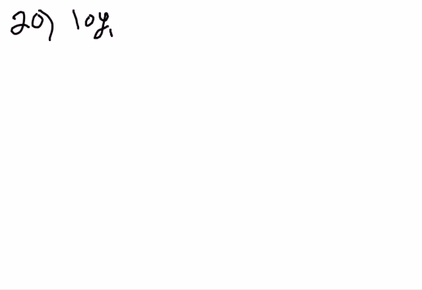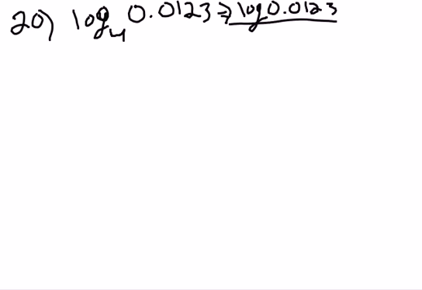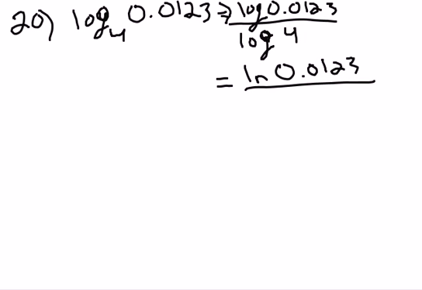Okay. Number 20, exact same idea. Log base 4 of 0.0123. So again, you can evaluate either of these in your calculator. And if you do that, you get negative 3.173.